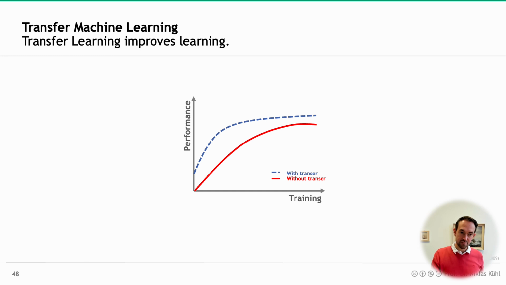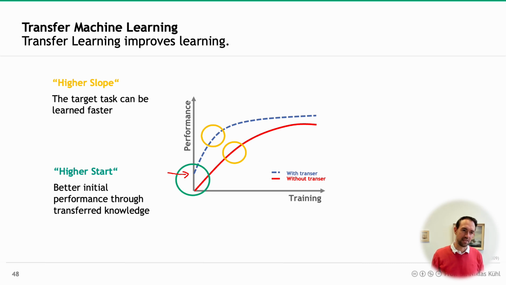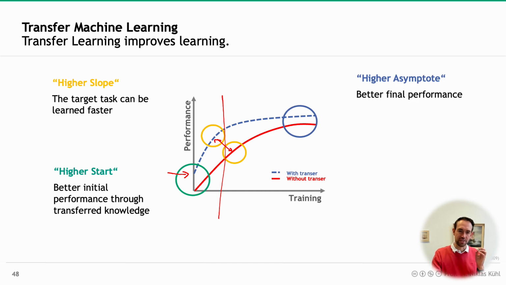The assumption is that with transfer learning, we see a different shape of that curve, and multiple things can be observed here. First of all, a higher start. We can assume that because of the knowledge that is present already, we have a better initial performance via this already transferred knowledge. So we start higher with transfer learning. Second, we assume that the slope is higher, so the task can be learned faster if we compare it to a single point over here. So these slopes would be different. And finally, we assume that we can reach a better final performance. So the asymptote of both of them are higher.